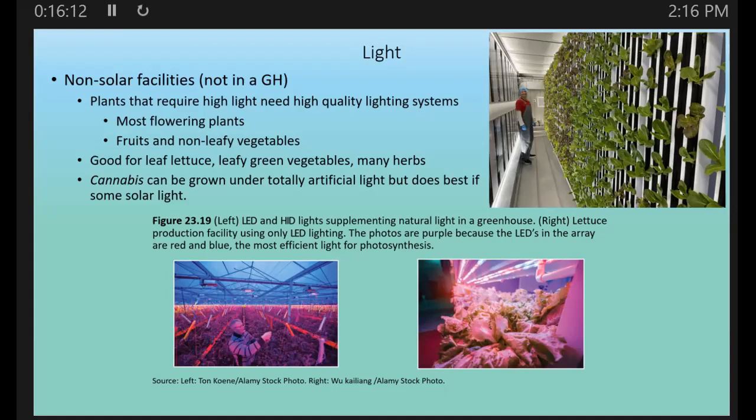Not quite certain. But if you've ever wondered, when you walk by these facilities, why they have that weird glowing purplish light, that's because they often are using the red and blue quality only. And so it gives off that purplish hue. So that's a dead giveaway.